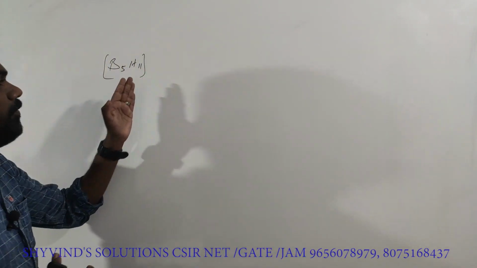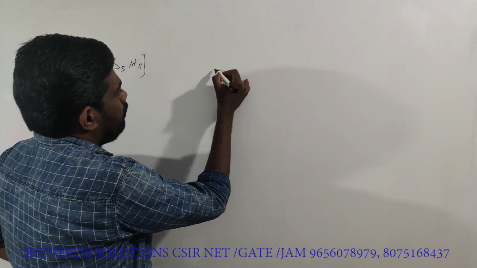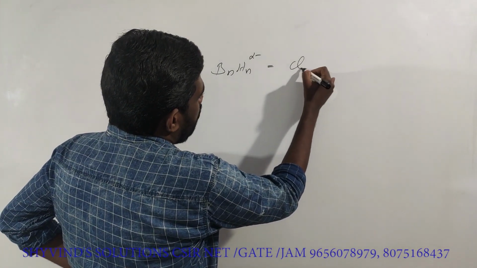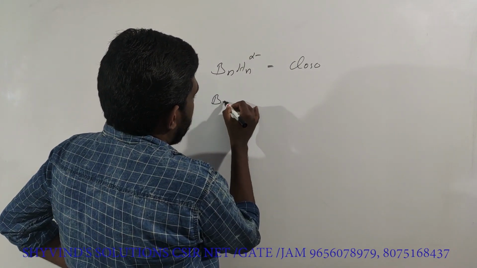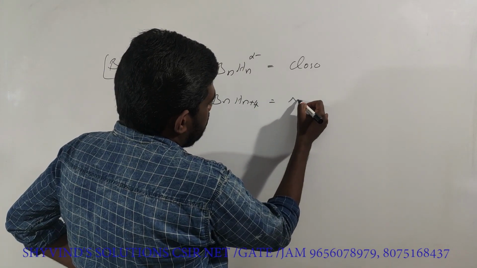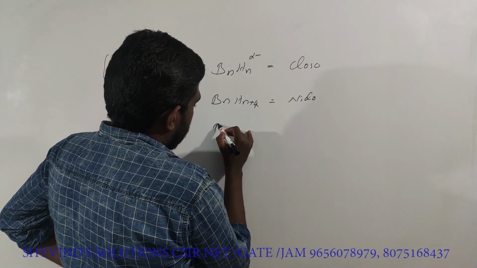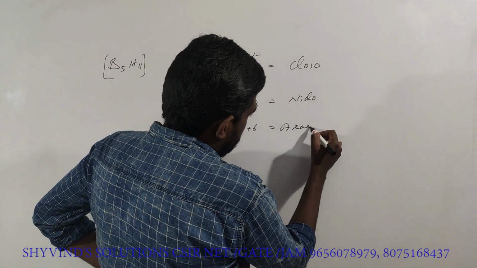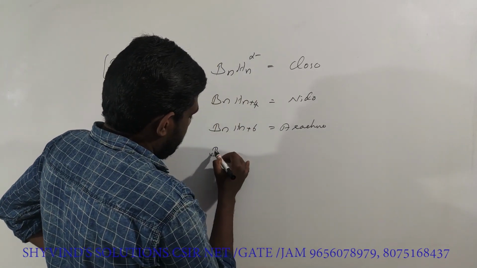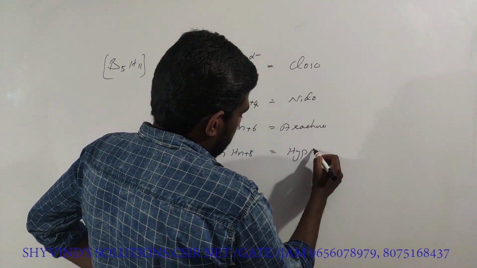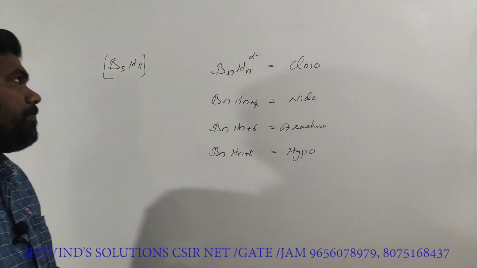Question number 17. The cage type structure adopted by boron hydride B5H11 is. Okay, let's see how to solve this. The molecule given is B5H11. So BnHn+2 minus is closo. BnHn+4 is nido. BnHn+6 is arachno. BnHn+8 is hypho. Okay, this is the concept.